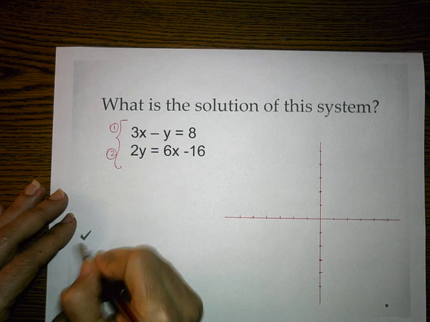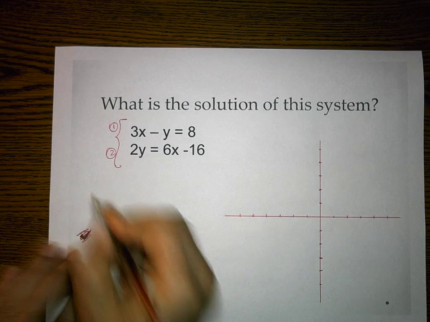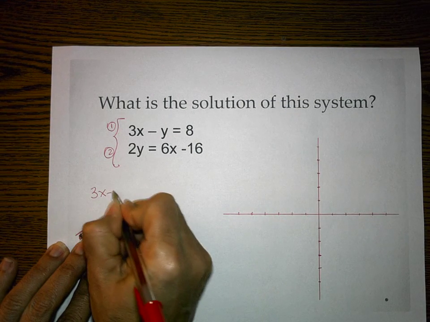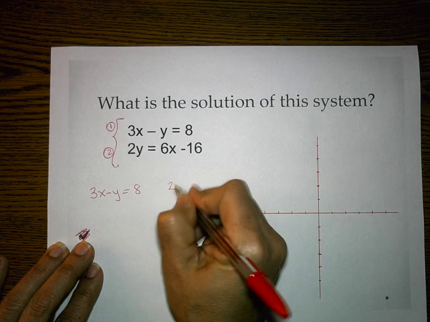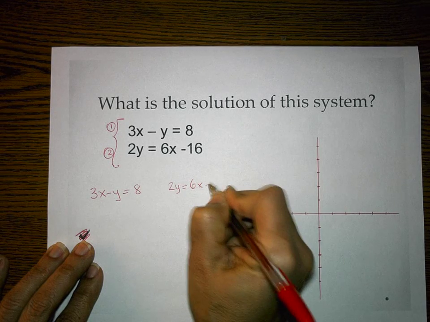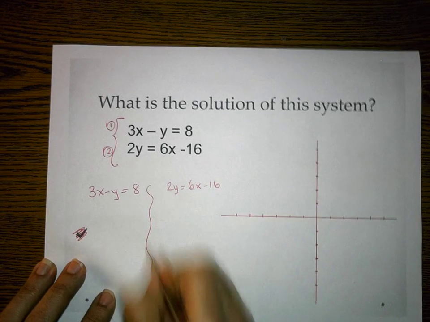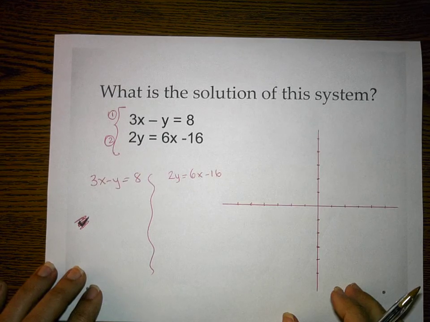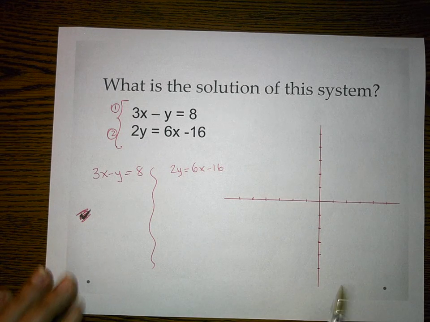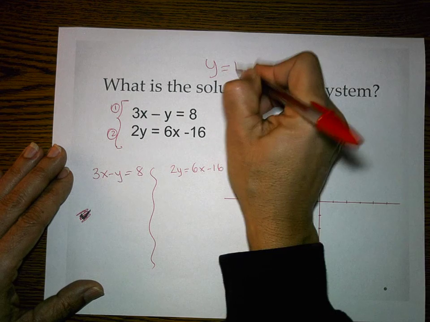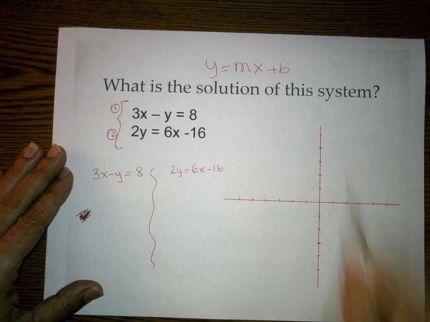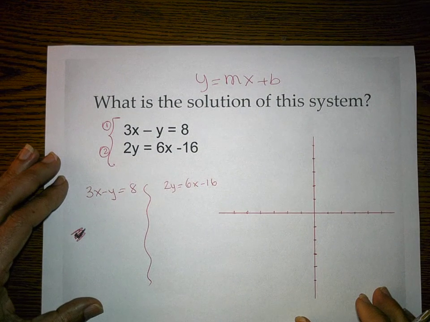So if you want to go ahead and rewrite them separately, I have 3x minus y equals 8, and I have 2y equals 6x minus 16. Okay, two separate lines. You choose how you want to handle this. Whatever you're good with. If you want to put it in the y equals mx plus b form, if that's the way you like to work, that's fine with me.